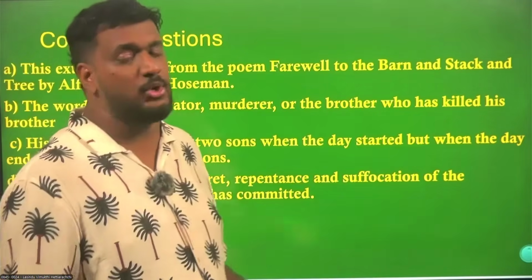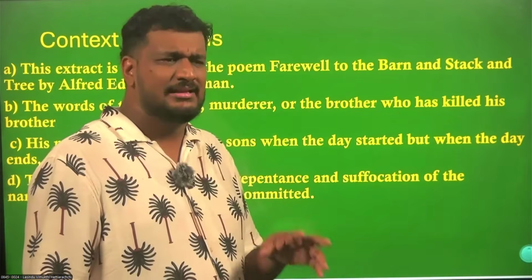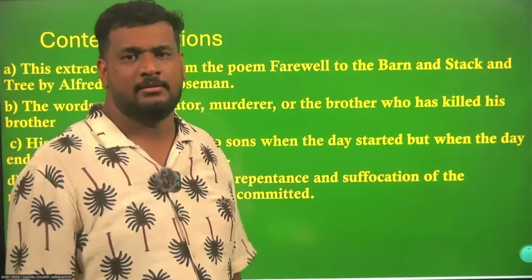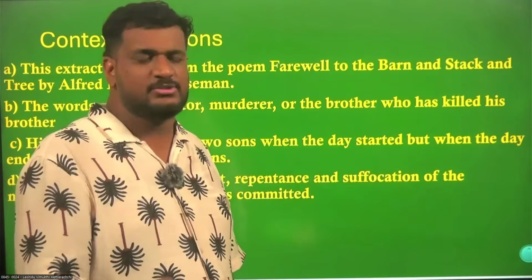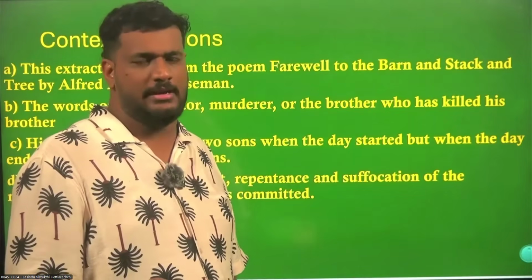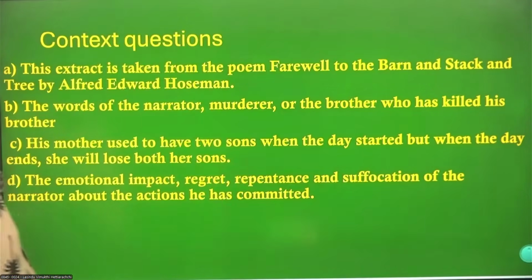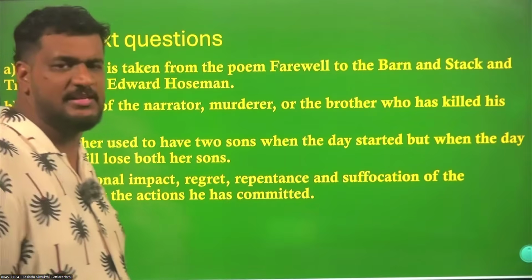Don't misunderstand, Terence is the third party. He is listening to the story. He doesn't know anything. He is the best friend, so he is listening to him as he makes a confession. His mother used to have two sons when the day started, but when the day ends, she will lose both her sons. That is what is explained.